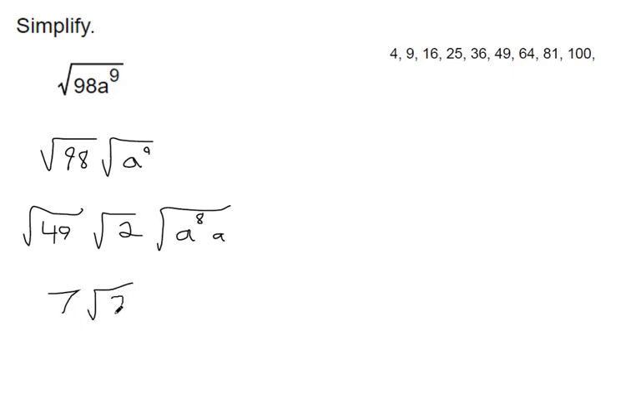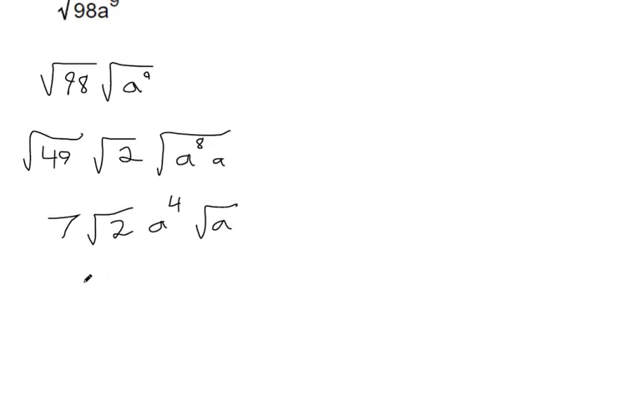Square root of a to the 8th is going to be a to the 4th. It's like we're dividing it by 2. And then we get square root of a left over, still inside the radical. Okay, because I broke it up into separate radicals like before. And the last thing they'd want you to do in MyMathLab is rewrite it so that you have things outside of square root and then the things inside of square root together.